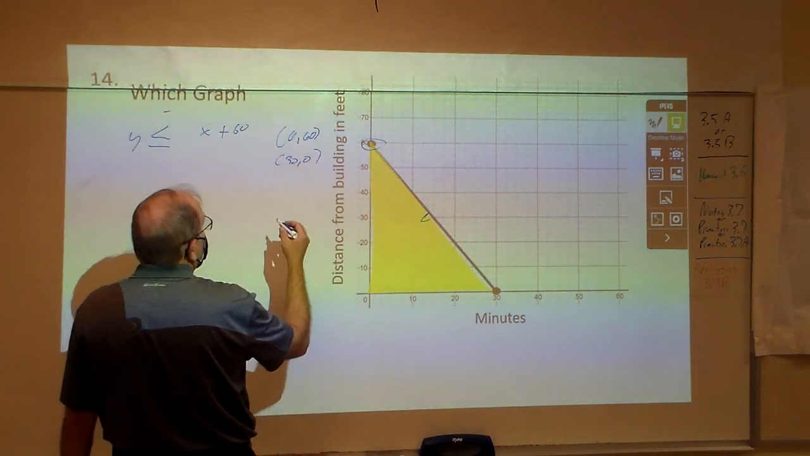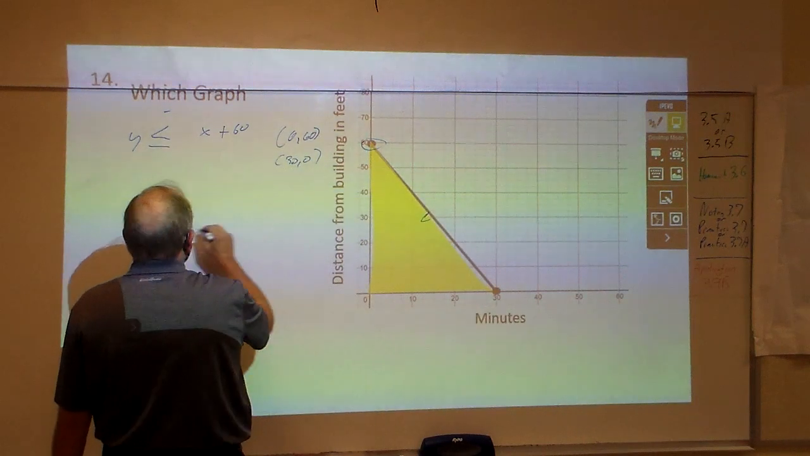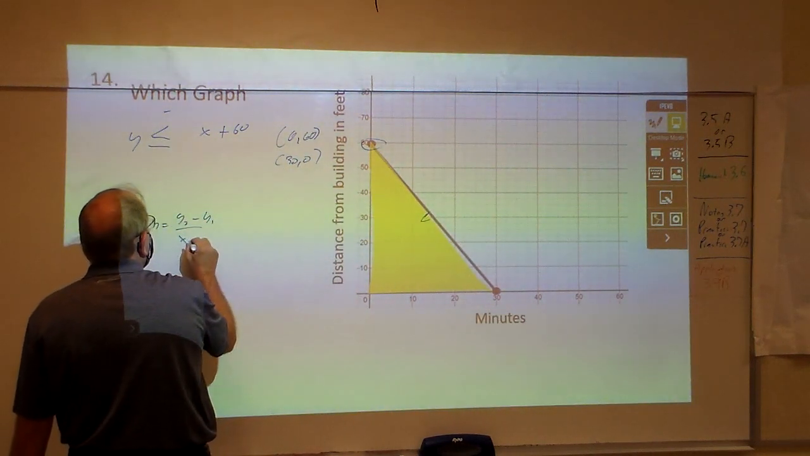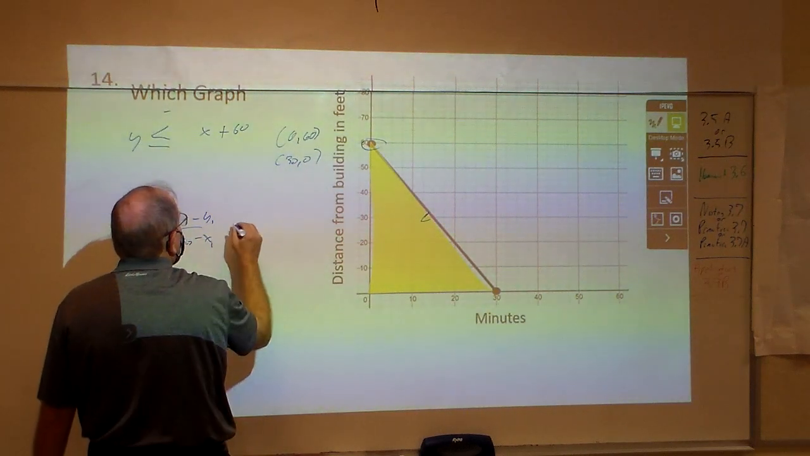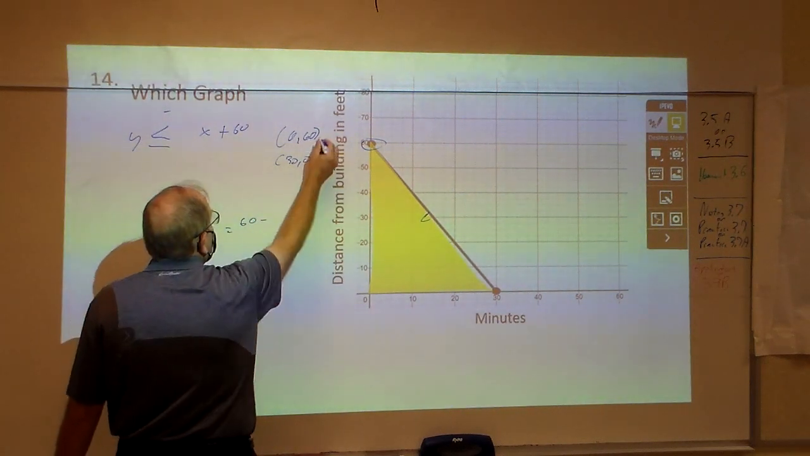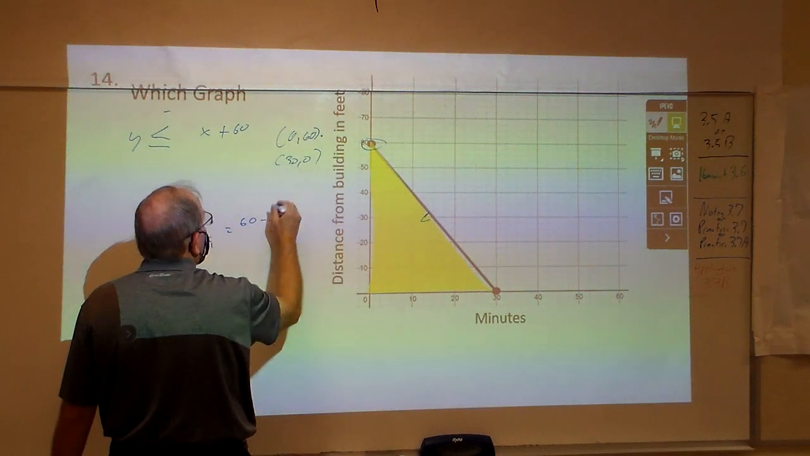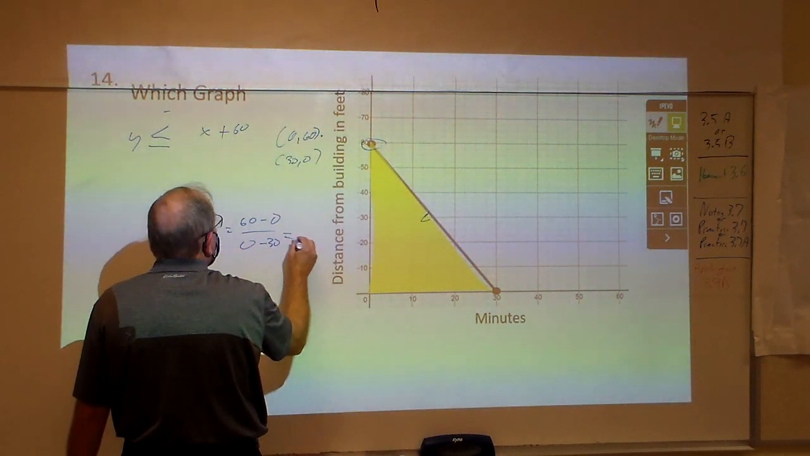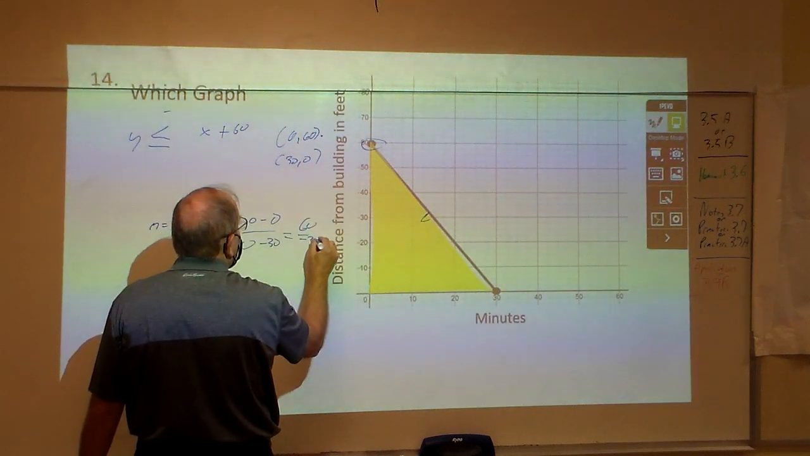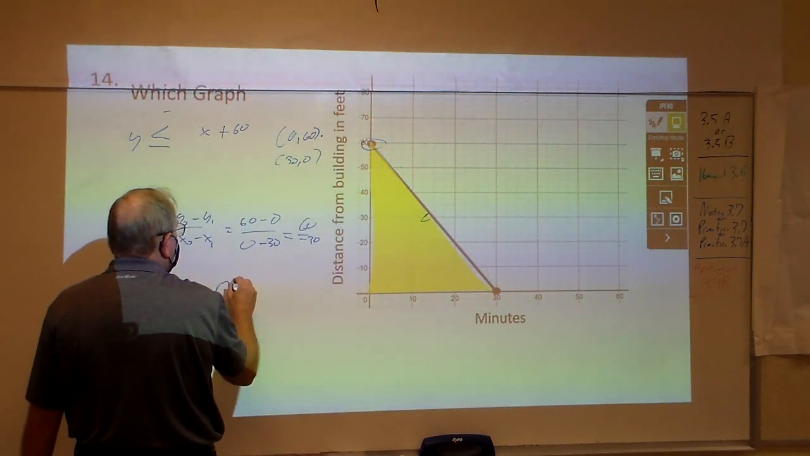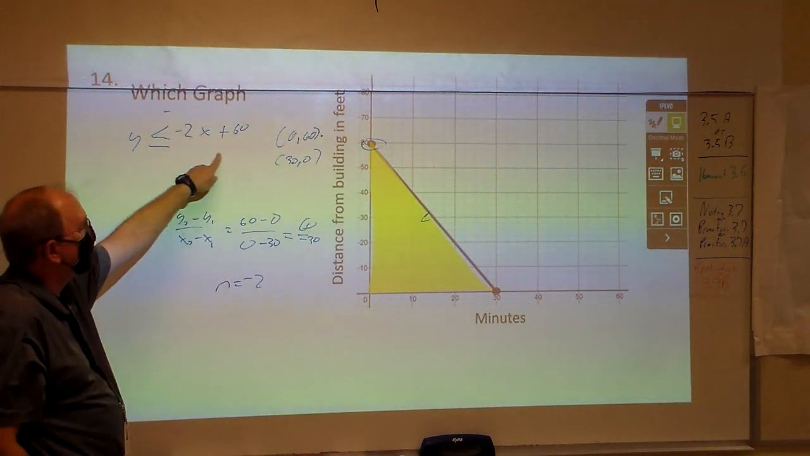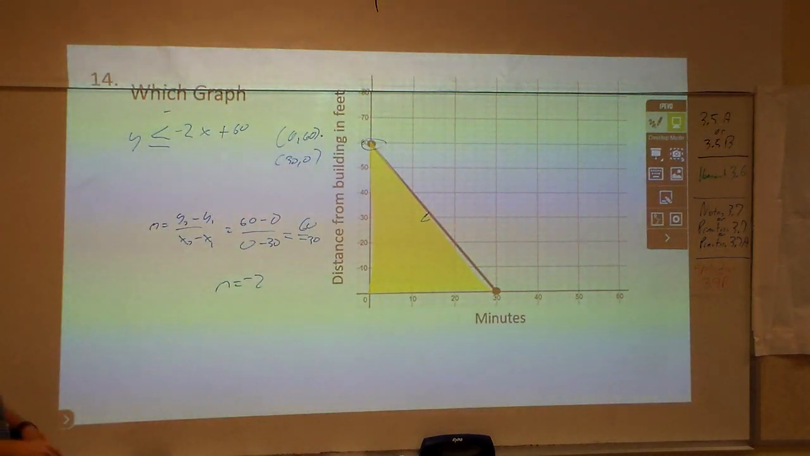That's a big help. And the way I can find the slope is you can remember this: your y2 minus your y1 over your x2 minus your x1. So I'm going to take this 60 minus that 0. And because I started with this one, I'm going to then do 0 minus 30. So I have 60 over negative 30, which means my slope is then negative 2. So y is less than or equal to negative 2x plus 60 would be what this one is right here.